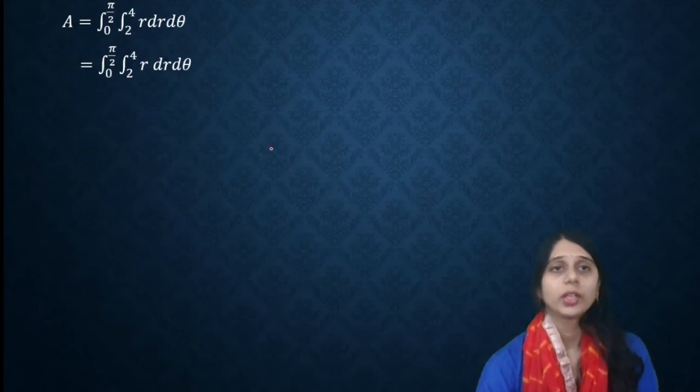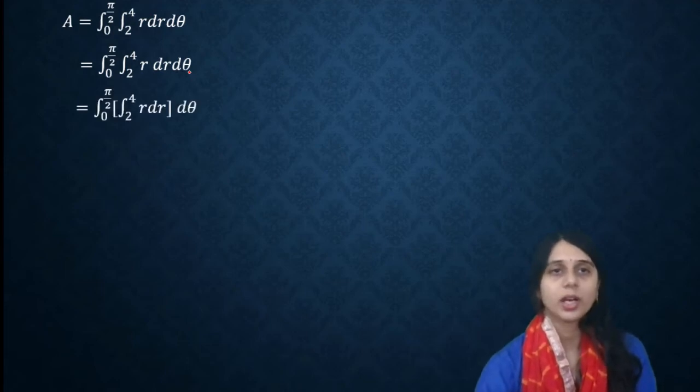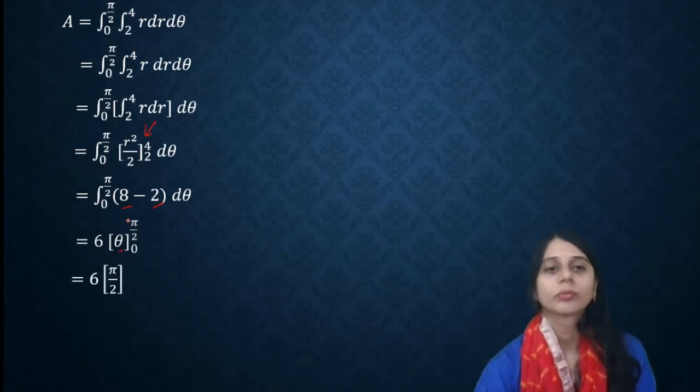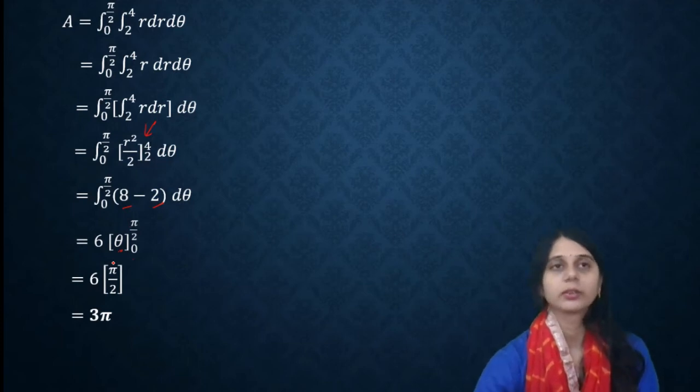Now integrate with respect to r. We get r square by 2. Putting the limits 2 and 4, we get 8 minus 2, which is 6. 6 is constant. So integrating theta from 0 to pi by 2, with the limit, 6 times pi by 2. The answer is 3 pi.